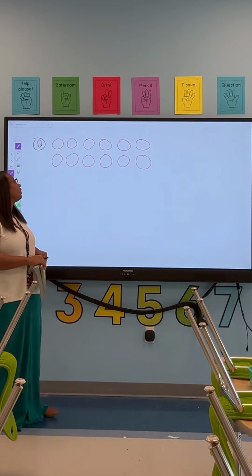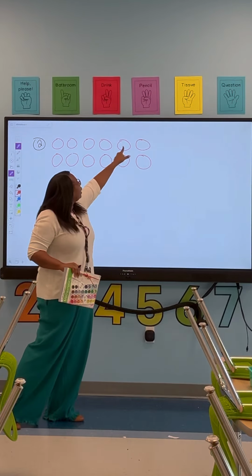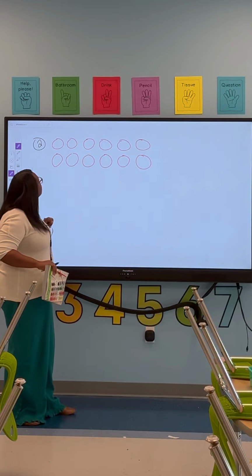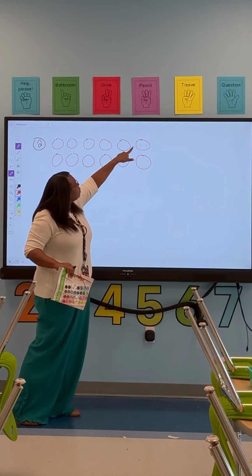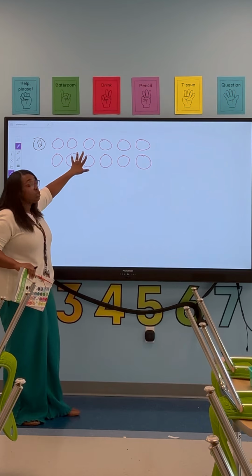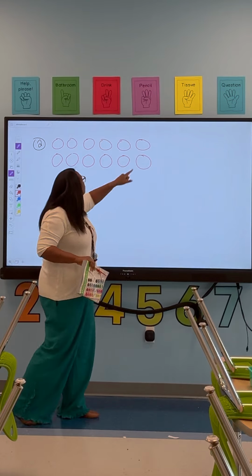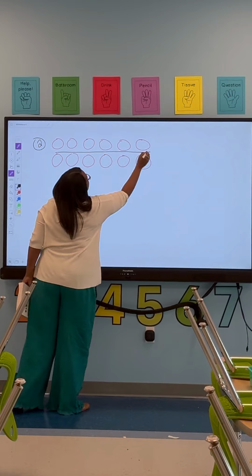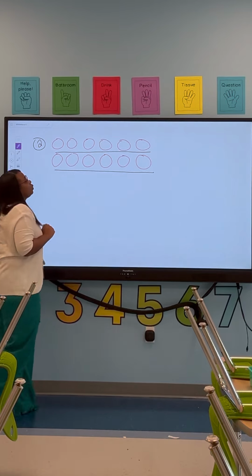This is a picture of an array. An array, we're looking at the rows. The rows go side to side, and then the columns go up and down like this. So if I was to ask how many rows do I have, I would have 2 rows. This is 1 row. I'll underline it. This will be 1 row, and then this will be 2 rows.